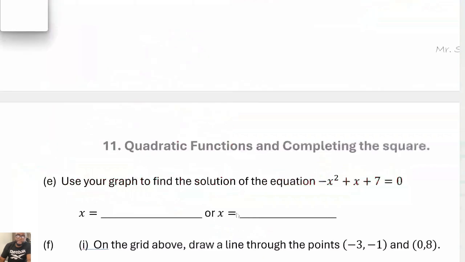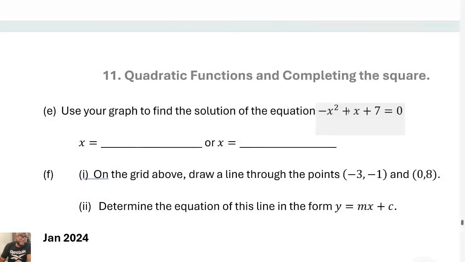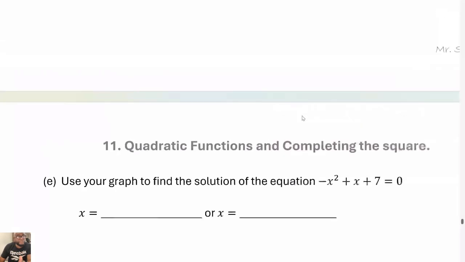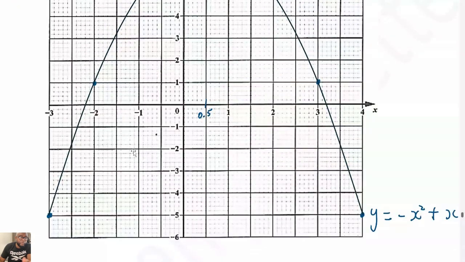Right, write on that. Use your graph to find the solution of the equation negative x squared plus x plus 7 is equal to 0. The solution for a quadratic equation would be the values of x. The values of x of my quadratic are called the roots of my quadratic. So they're basically asking us for our roots. Since they said use the graph, we're going to look at the graph now. What are the roots of my quadratic from this graph?